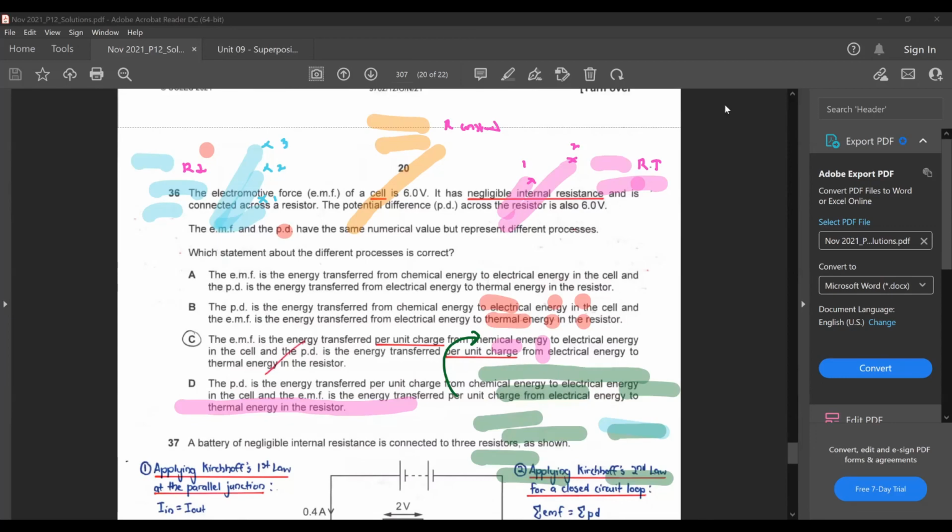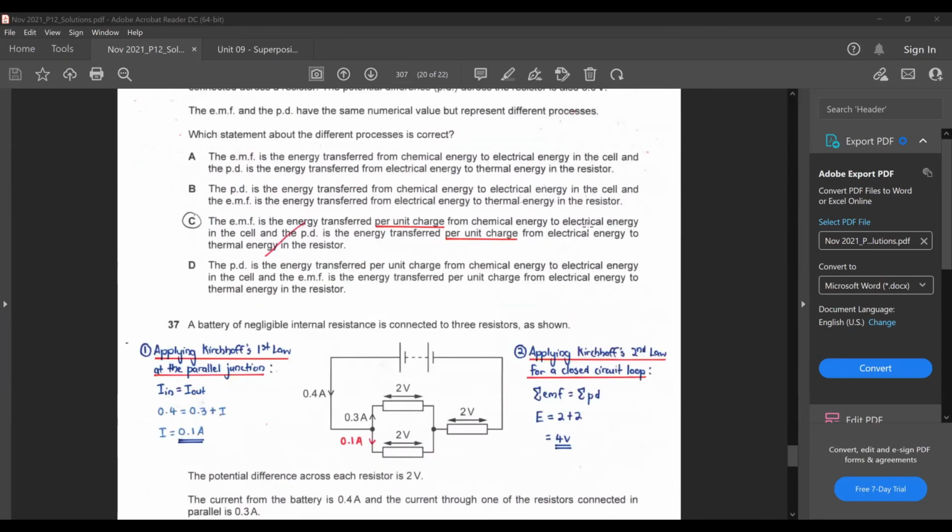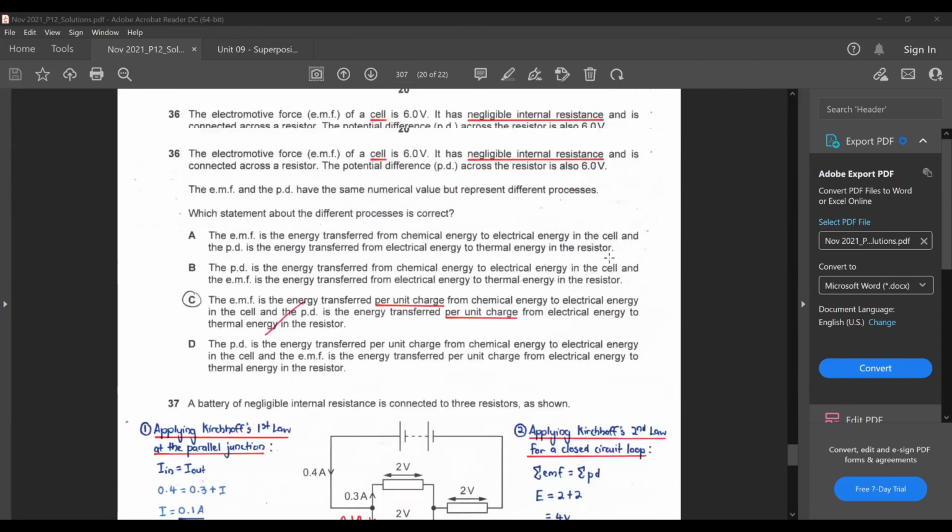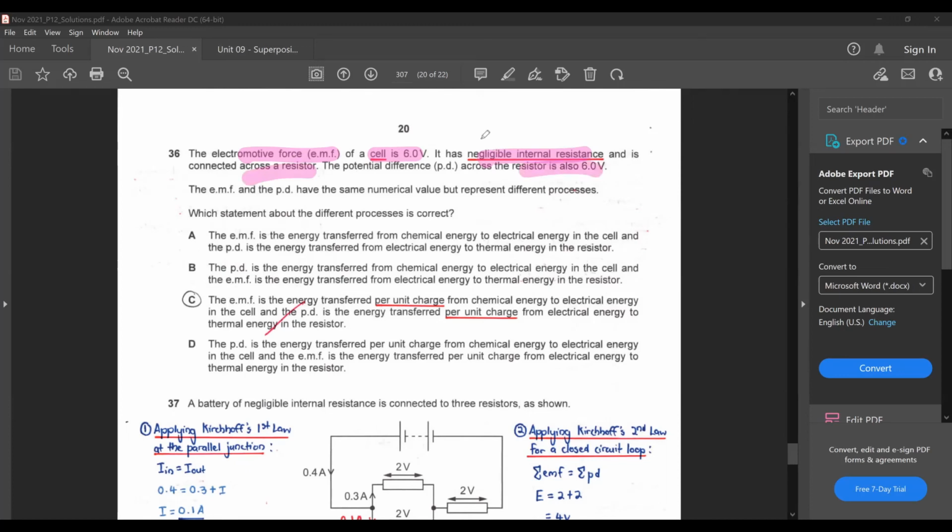Okay, so if this one is okay, then we go to 36 and 37. Then I think it will probably be nuclear physics from there. Okay, now 36. The EMF of a cell is 6 volts. It has negligible internal resistance and is connected across a resistor. The PD across the resistor is also 6 volts. The EMF and the PD have the same numerical value but represent different processes. What statement about the different processes is correct?